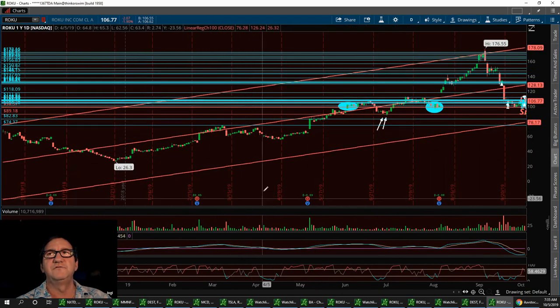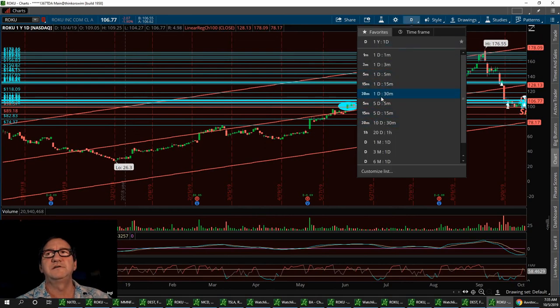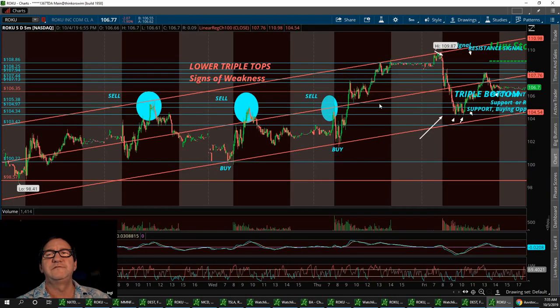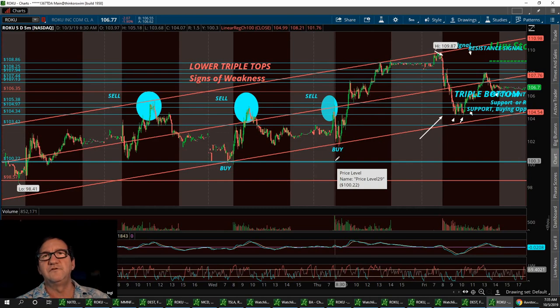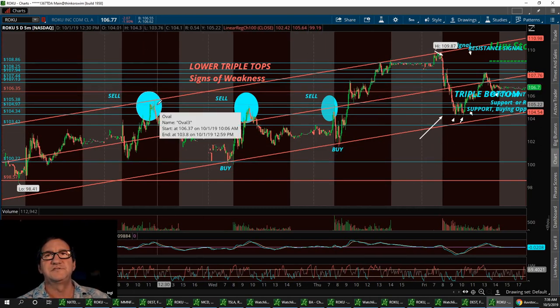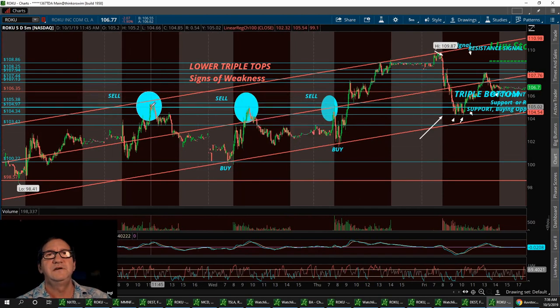But I usually don't look at the linear channel in this aggression. I like to bring it to the 5-day. We're going to do the 5-day, and it gave you a bunch of other opportunities on the 5-day, 5-minute. As you see, these are sell signals with a triple top. Each triple top got a little bit lower, which was a sign of weakness to me, but also held the bottom of the linear channel, which was a buy signal.